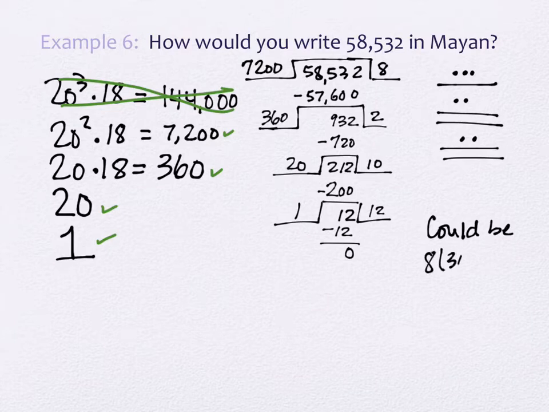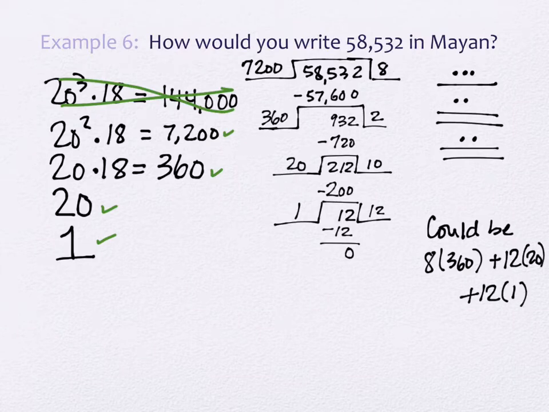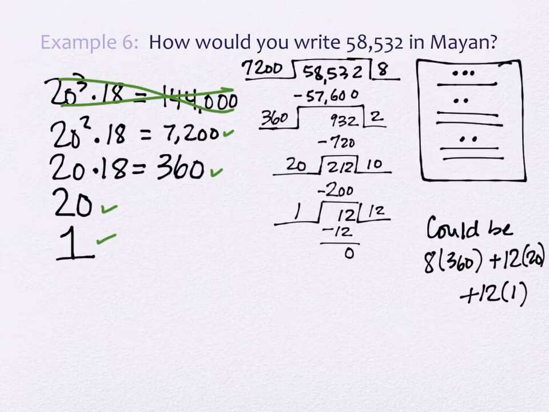So the problem, of course, is that this could be eight 360s and 12 20s and 12 1s, right? So this system's better than some of them. It does have a placeholder for 0. We don't have any zeros showing up here, so that didn't have any concerns. But because of the dots and the lines and how they merge together to form different place values, we do end up with some potential problems. So our number here would be our solution to this particular question.